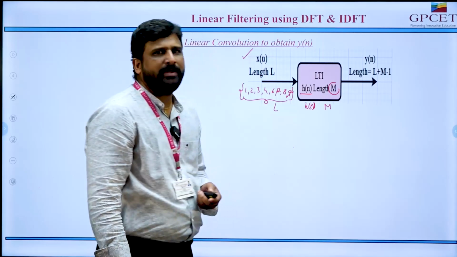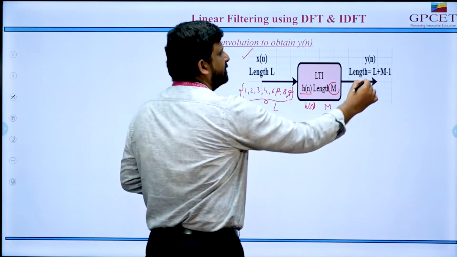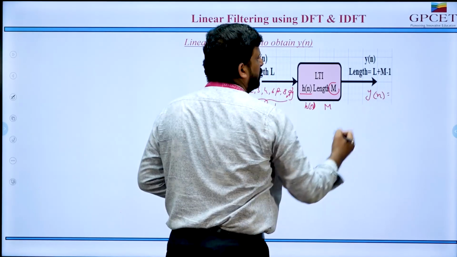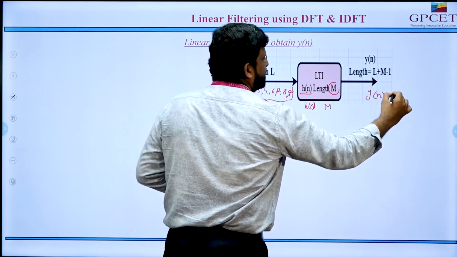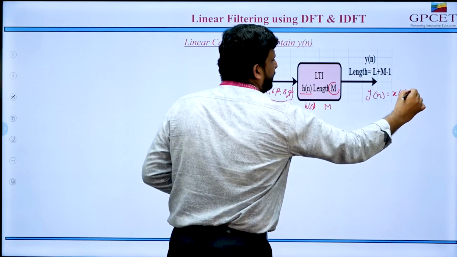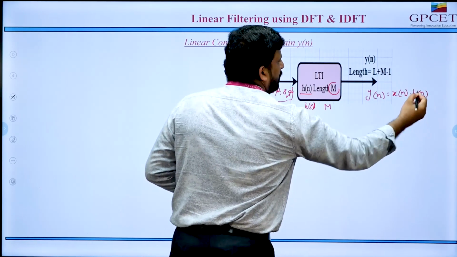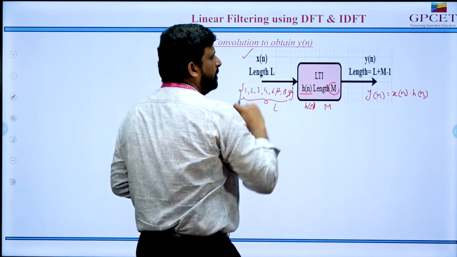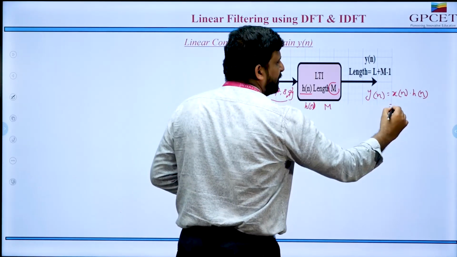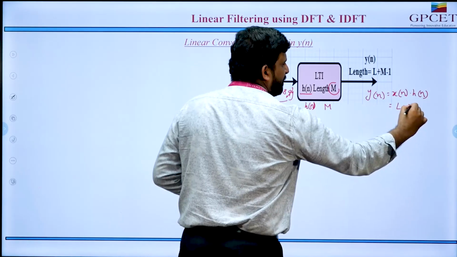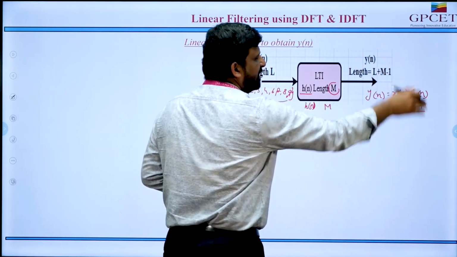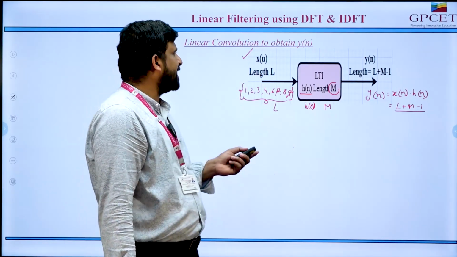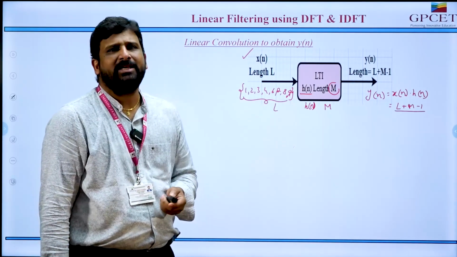What I am going to get is the output y of n, which is equal to the convolution of x of n with h of n, and the length of this output will be L plus M minus 1. This is the length of the output obtained at the output side. So this is the simple block diagram when we consider only linear convolution.